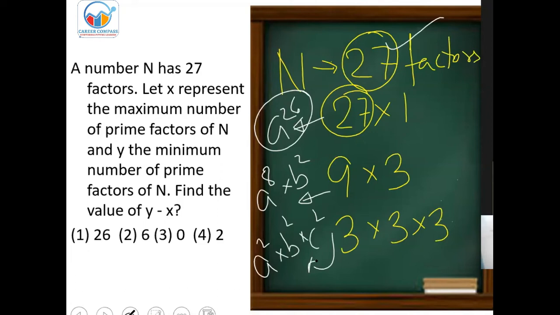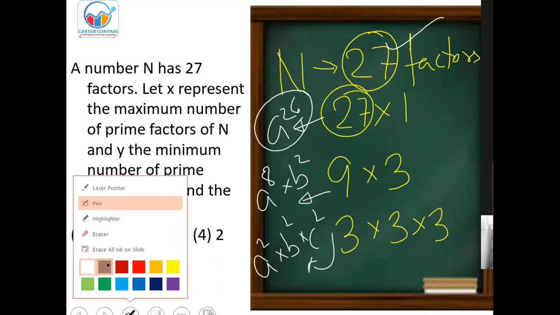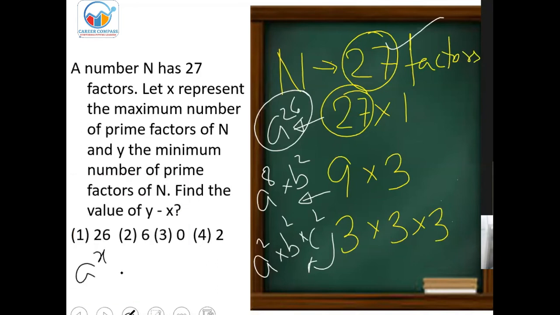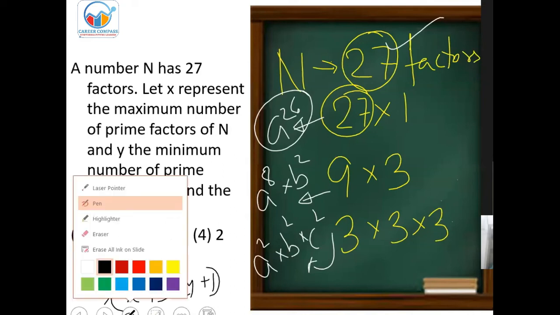Remember, I repeat, the number of factors for an expression a to the power x into b to the power y will be x plus 1 into y plus 1. So we are working on that fundamental, no? The number of factors of a number will be x plus 1 into y plus 1. This will extend beyond a, b, c, d, etc. Or even if it is one prime factor a to the power x, then it will be x plus 1 only. Now, given that, very interesting.